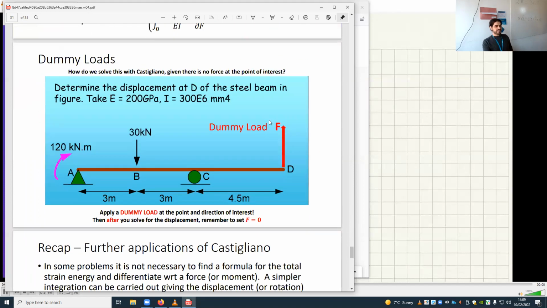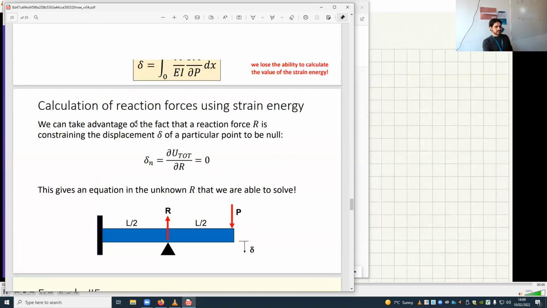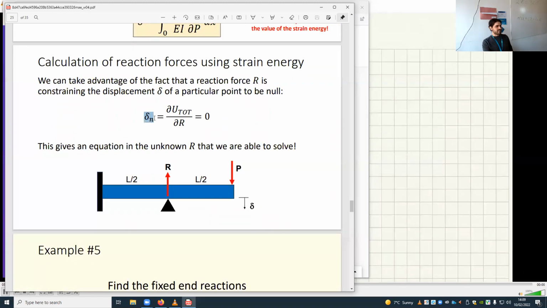And finally, you can find reaction forces by setting whatever deflection you get from Castigliano's theorem equal to 0. If the force to which you are differentiating is unknown, and you know it's a reaction force, that means the deflection must be equal to 0. So this is a single equation in a single unknown. It doesn't look like it, but it is.